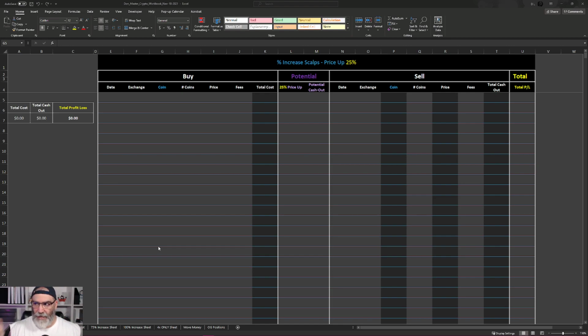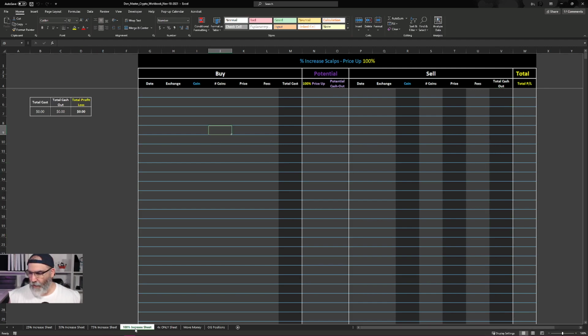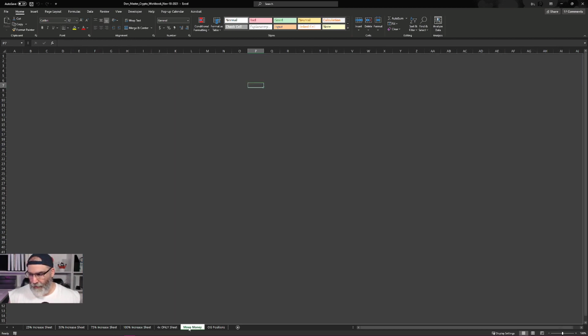So this is getting down to how I invest. And let me just explain that really quick. The basic way of how I invest is, and you're going to see here at the bottom, I'll move this really quick here. So you'll see at the bottom there, I have 25% increase sheet. I have 50%. I have 75%. I have 100%. Then I have 25, 50, 75, 100. And then I go Forex only, and then more money.